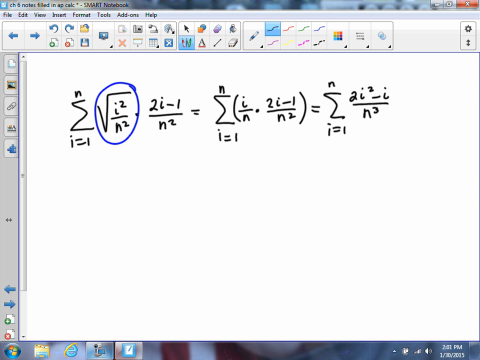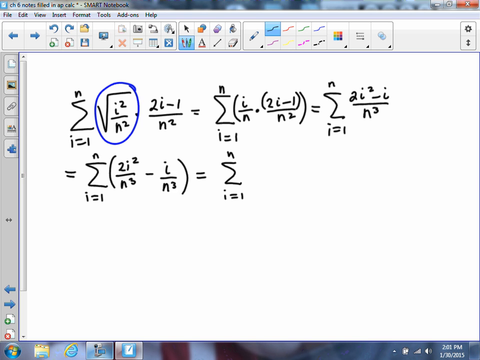Oh, never mind. It is distributed, not FOILed. I'm going to break it apart, so I'm going to write it as 2i squared over n cubed minus i over n cubed. I'm just breaking it apart with common denominators. Then I'm going to break apart my sigmas. Remember, I can distribute a sigma. So I have the sum of 2i squared over n cubed minus the sum of i over n cubed.